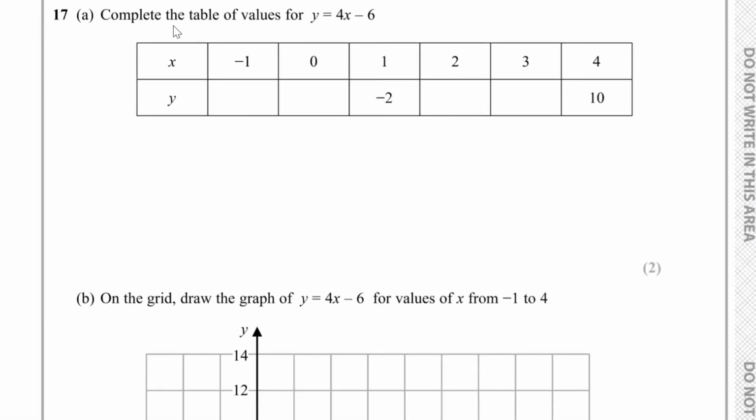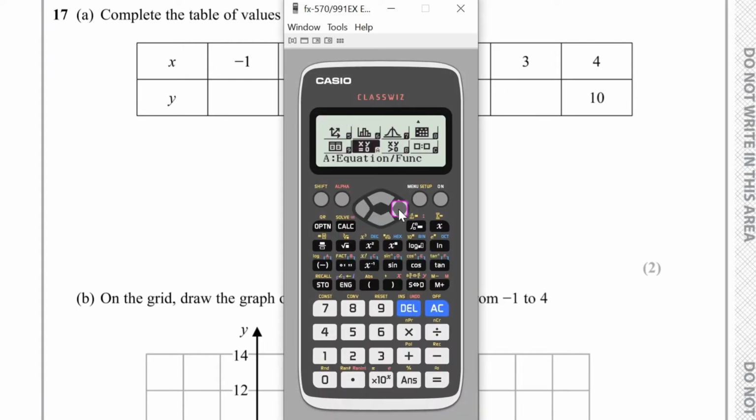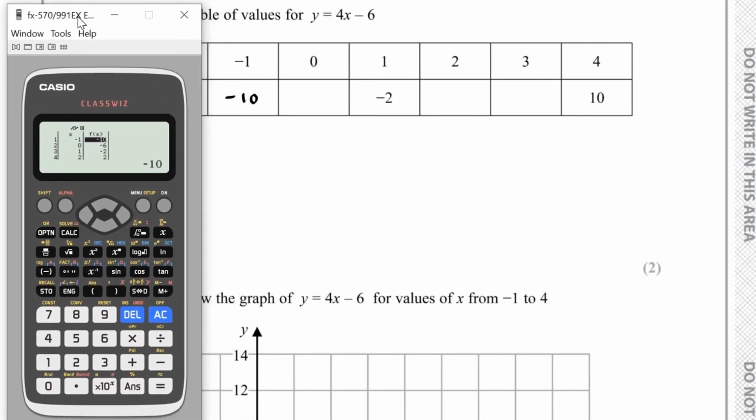For question 17, we have to complete the table of values for y equals 4x minus 6. Well, we can use the table function on our calculator. So we type in our function 4x minus 6, so we have 4x minus 6. We're going in between minus 1 and 4. We're going up in ones. So here we have minus 10. And if we work out the rest of them, we have minus 6, minus 2, that's given 2, 6, and 10.